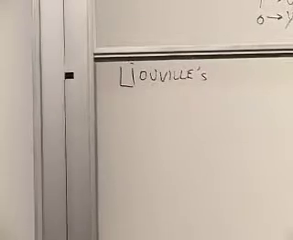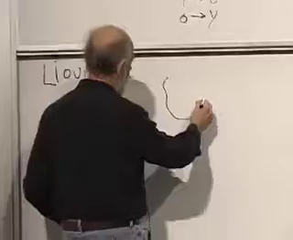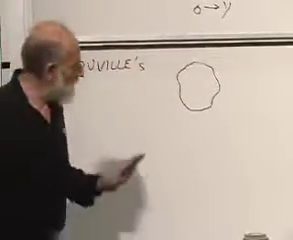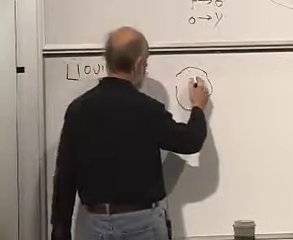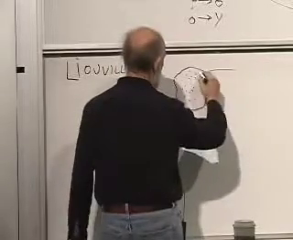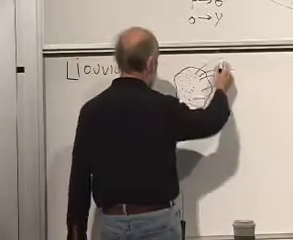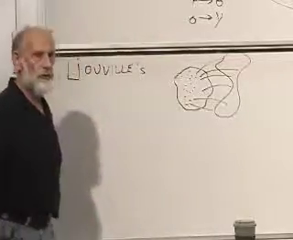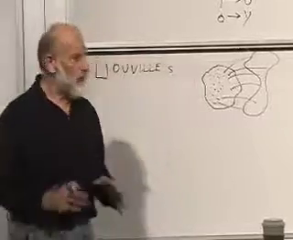Liouville's theorem says the following: if you start with all of the points in a patch of phase space, take all the points in a patch of phase space, start out the system at time t equals 0, and follow each one of them for a certain length of time, the volume of the patch of phase space doesn't change with time. The volume stays the same.